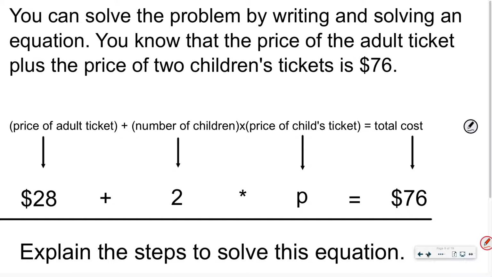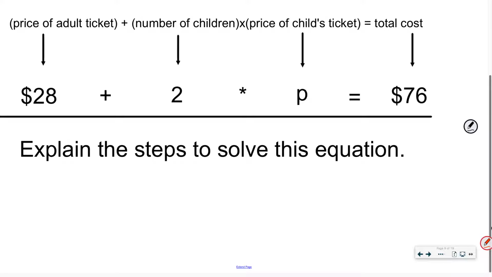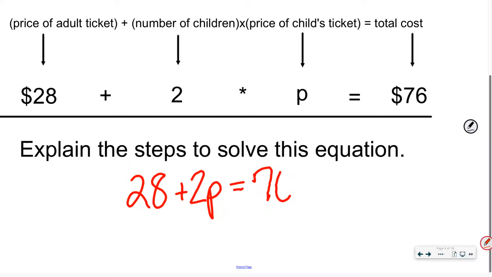So now if I had this set up as an equation, 28 plus 2p equals 76. How would you solve if you were just told to solve the equation 28 plus 2p equals 76? 2p is the same thing, you're just multiplying. Good. So then how would I solve the equation?